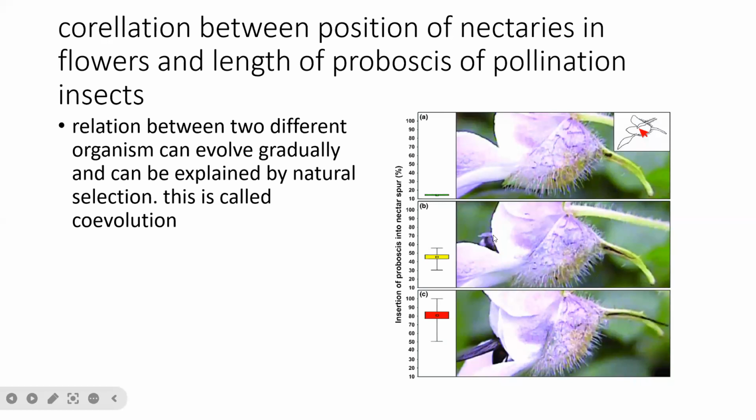Then this is the proboscis, and this is the nectaries. This is a simple flower, of chana, gram, peas, and inside there is an insect. This is the proboscis, that is, the insect's antenna. As the size of the nectaries increases, the insect's antenna also increases. That is called co-evolution. The two organisms, one the flower and one the insect, evolve together. So write this: a relation between two different organisms can evolve gradually and can be explained by natural selection. This is called co-evolution.